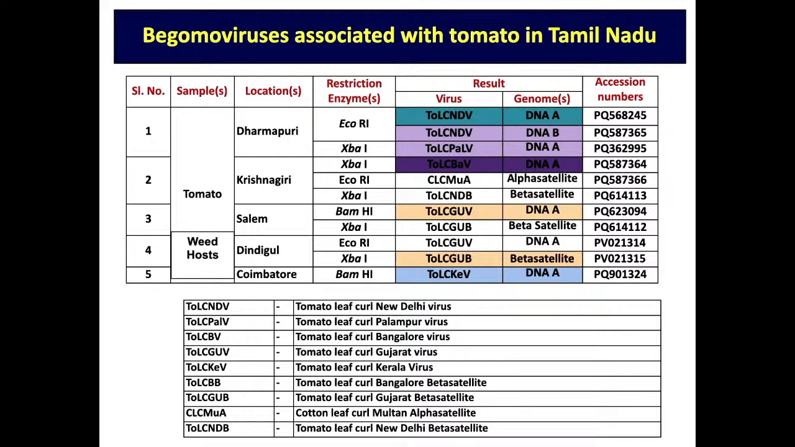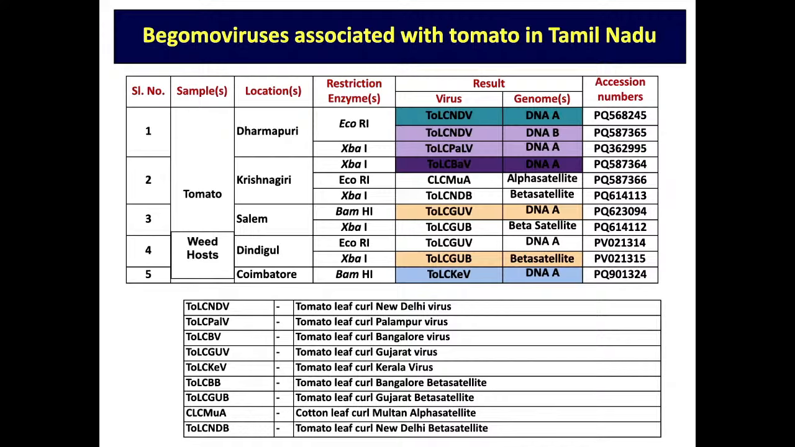That's what I asked about. The cotton leaf curl virus is not present in Tamil Nadu, but the alpha satellite is present. Similarly, the beta satellite of tomato leaf curl New Delhi virus is also obtained in the tomato sample. So this is the scenario.